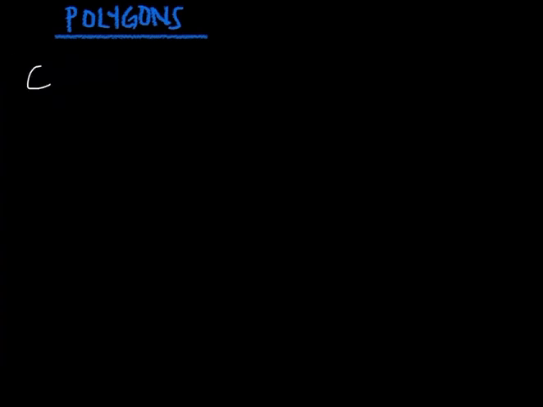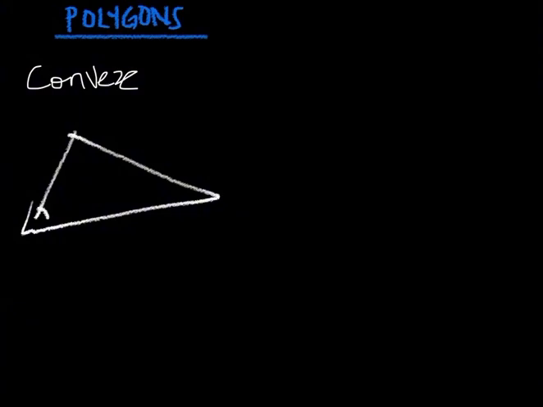Number 3 is convex polygons. Now, in convex polygons, all the interior angles are less than 180 degrees. Now let's say we have this triangle and this angle is, say, 120 degrees, and this angle is, let's say, 40 degrees, and this angle is 20 degrees. Since each of the interior angles, all of them, are less than 180 degrees, it is a convex polygon.